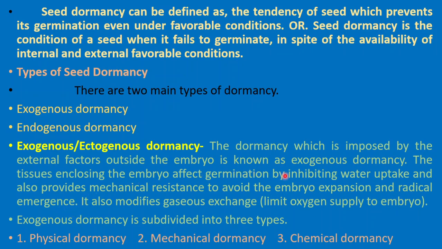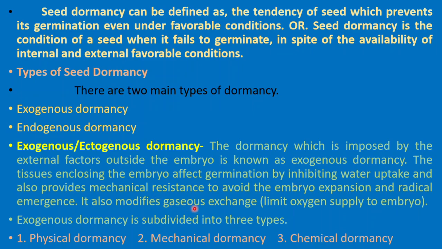So there are some tissues which are present outside the embryo. They may be tissues of the seed coat, and these tissues will inhibit water uptake and provide mechanical resistance, and due to that the expansion of the embryo and radicle emergence will be avoided. So this type of dormancy is known as exogenous or ectogenous dormancy.